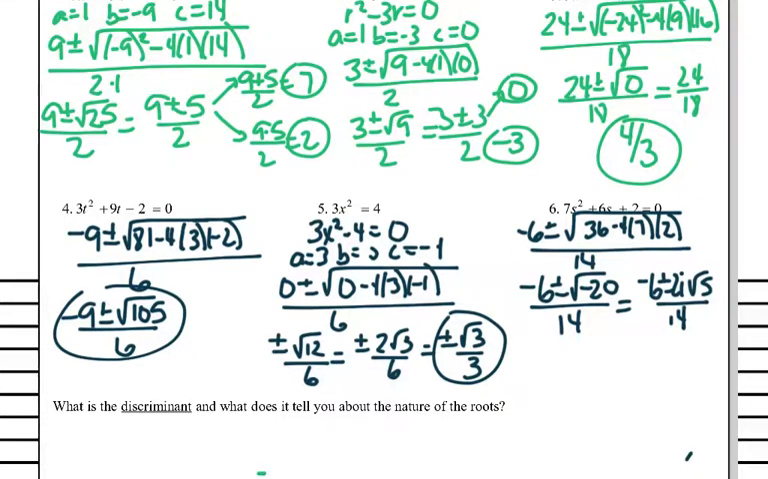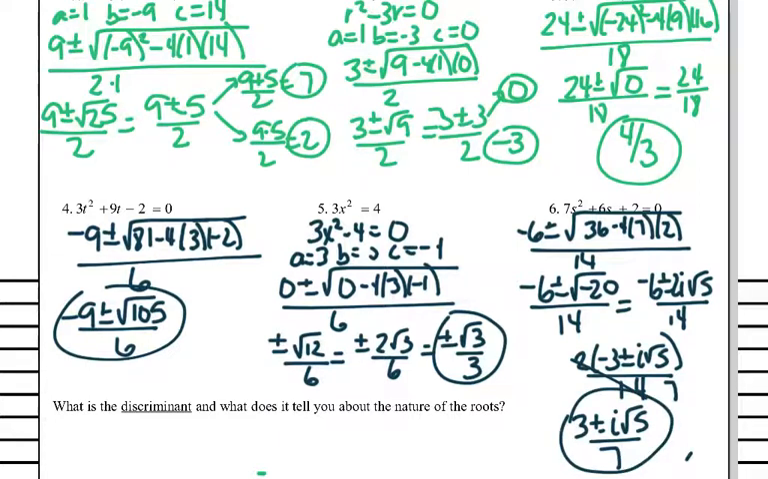And that can be simplified. I can pull a 2 out of the numerator, all over 14, and then cancel that with the 7. So my final answer is 3 plus or minus i root 5 over 7, and you have to take it all the way down to that.